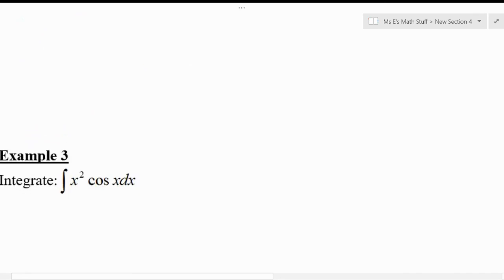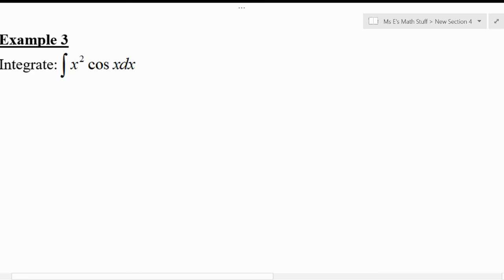All right. Next example. All right, my friends, example 3, integrate x squared times cosine of x with respect to x. See how it goes. Check in with me in the next video. Good luck. By the way, you get a huge pat on the back if you figure this out.